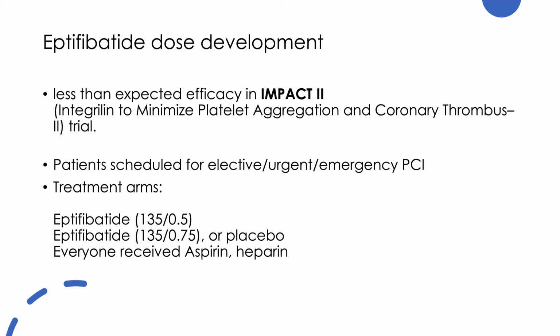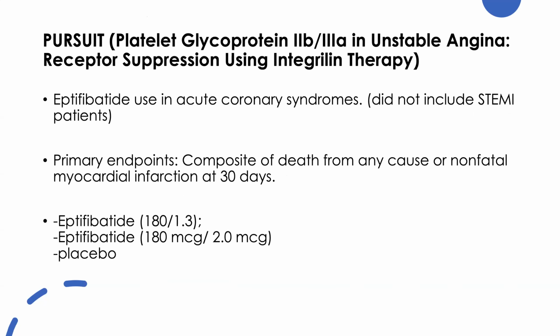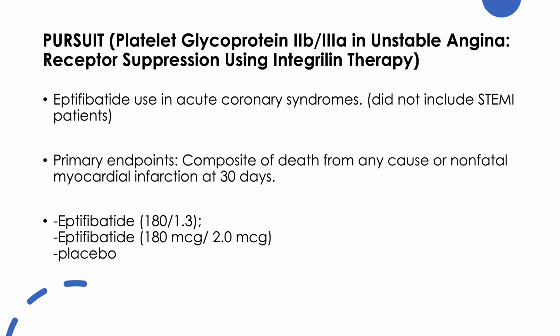In the IMPACT-2 trial, they basically distributed treatment arms, as you can see, with different dosage regimens. There's no double bolus here, just a bolus and an infusion, and everyone received aspirin and heparin. What they noted, in terms of the outcomes, is the death and MI composite primary endpoint based on the dosage. The trial did not show the results we were hoping for in terms of the effect. After that came the VERSUT trial, which did not include STEMI patients.